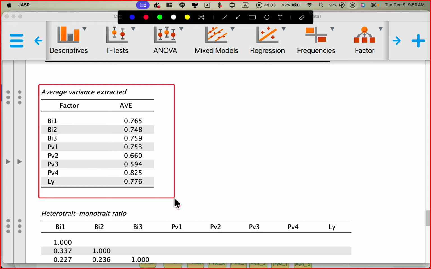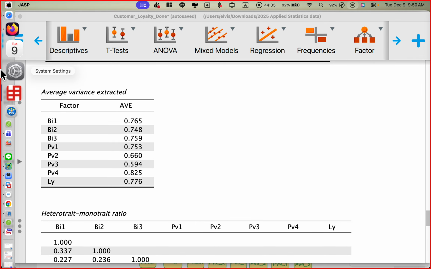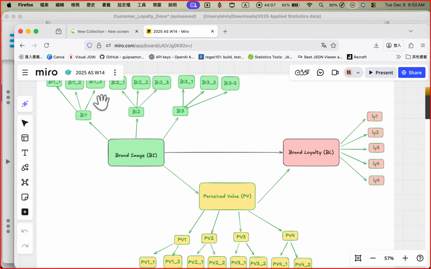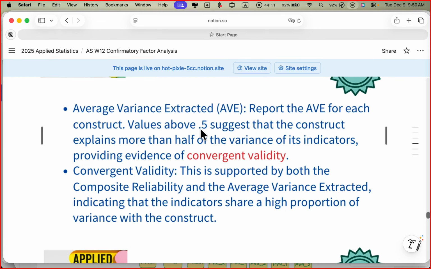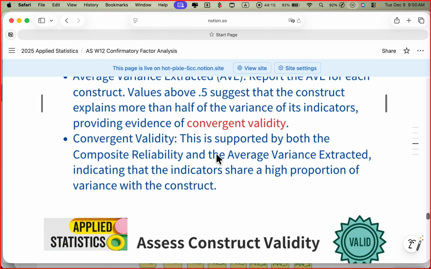Yeah. And you can just switch back to here, this here. 0.5 suggests. So we suppose we have convergent validity. If all values of the factors are above 0.5, it means we have convergent validity. Okay? So take a 10 minutes break.